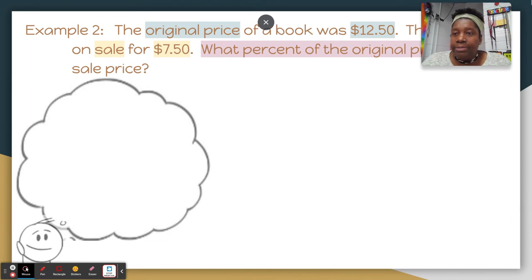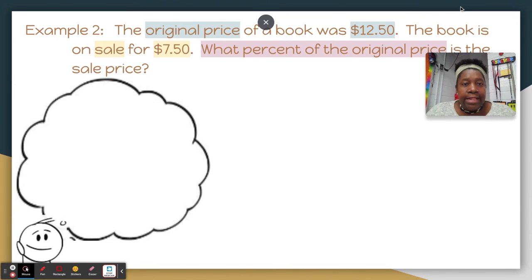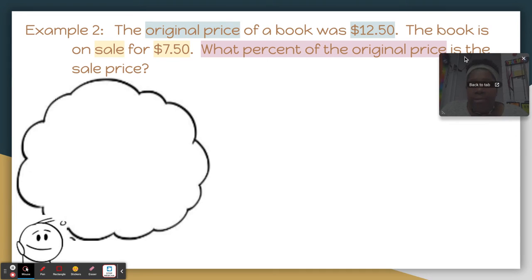So the next problem says the original price of a book was $12.50. The book is on sale for $7.50. What percent of the original price is the sale price? So before we do any work, we're going to stop and think.